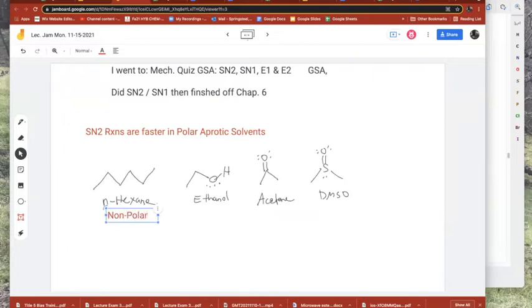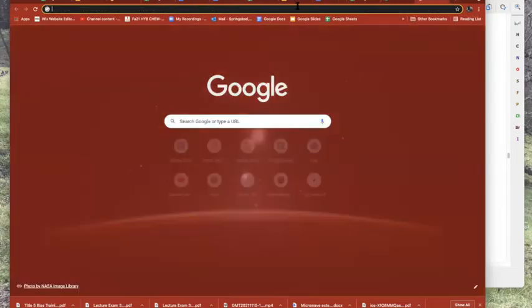Non-polar, good. What about ethanol, polar or non-polar? Pretty polar. It's miscible in water. Water is like our poster child for polarity, right? Polar solvents. So that's polar. And then acetone. What's your guess? Polar or non-polar for acetone? Acetone's polar too. I think it is miscible in water too.